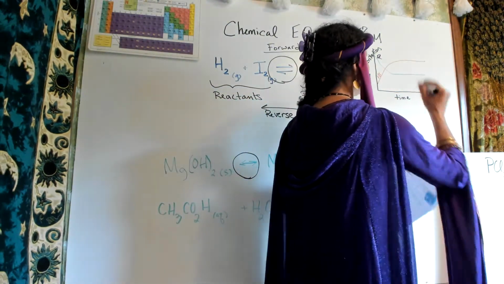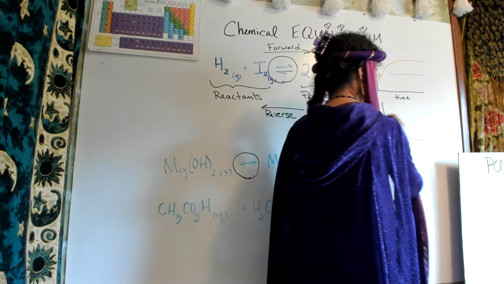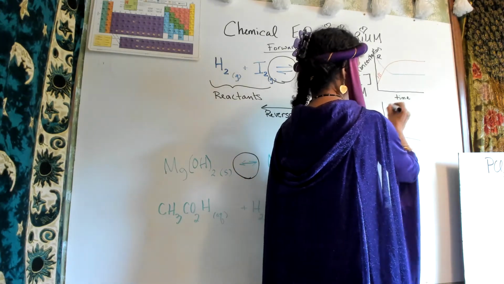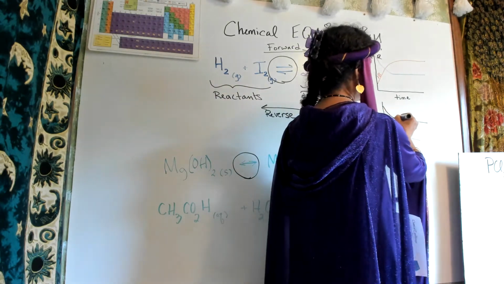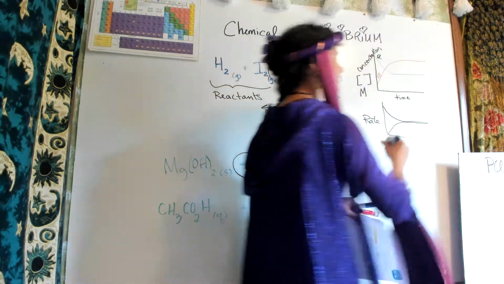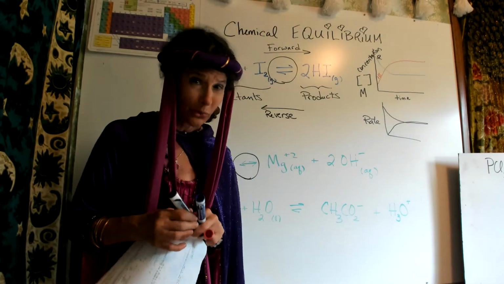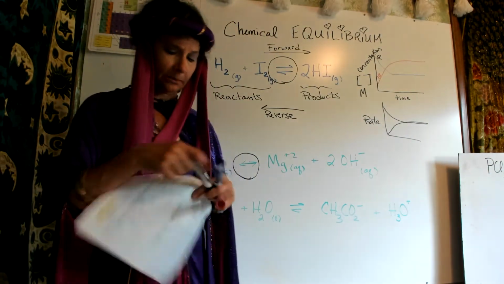If we did this as rates and time, they would hit a point where the reverse reaction is speeding up and the forward reaction is slowing down, and they hit a point where the rates are equal. And so that is what's actually equal in equilibrium.